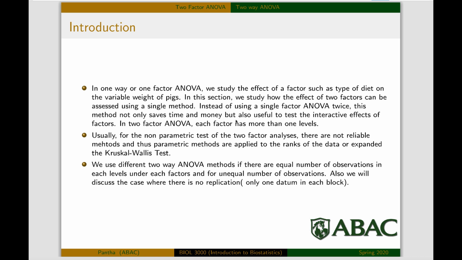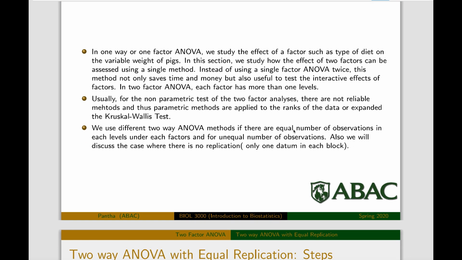In two-factor ANOVA, each factor has more than one level. You know what the level means, right? Because under the diet we have diet 1, diet 2, diet 3, diet 4. They are the levels, right? The diet is a factor, and the titles or the different groups under one factor are the levels.